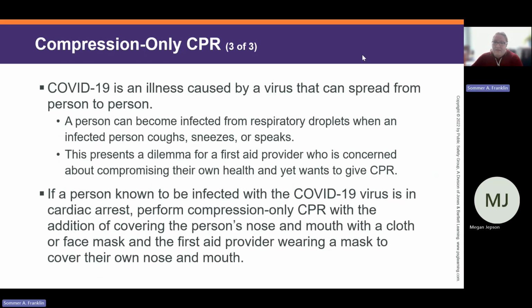COVID-19 is an illness caused by a virus that can spread from person to person. A person can become infected from respiratory droplets when an infected person coughs, sneezes, or speaks. This presents a dilemma for a first aid provider who is concerned about compromising their own health, yet wants to give CPR. If a person known to be infected with COVID-19 virus is in cardiac arrest, perform compression only CPR with the addition of covering the person's nose and mouth with a cloth or face mask, and the first aid provider wearing a mask to cover their own nose and mouth.